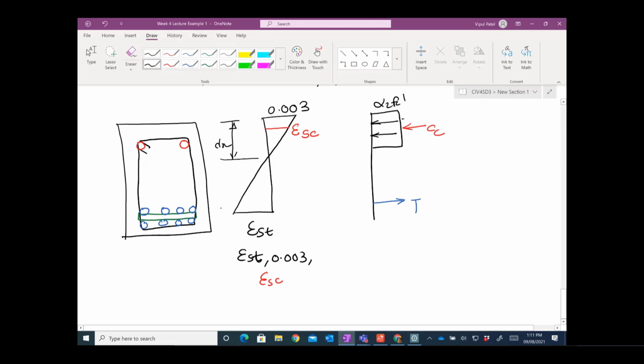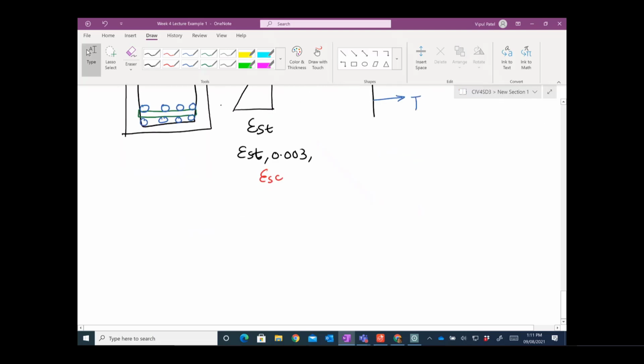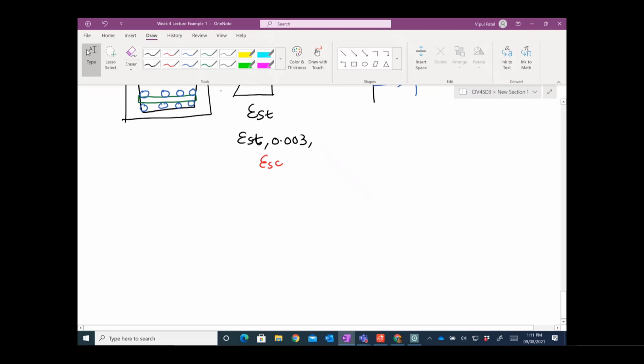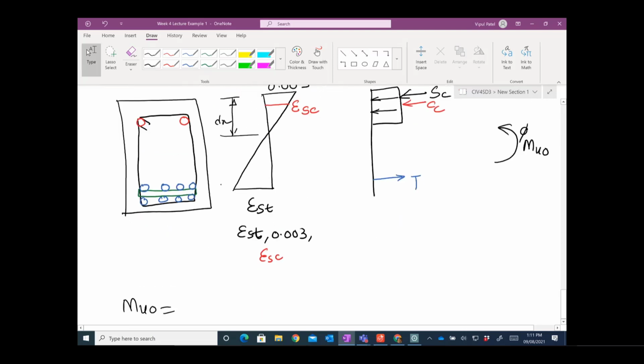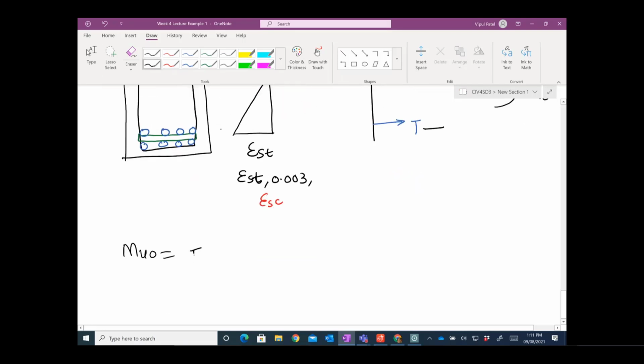It is this Rio. This is steel Rio. Let's say steel in compression. So you have three now, and then you can calculate the moment Mu0 with the capacity factors. So same procedures, Mu0 equal to this force T times some distance.